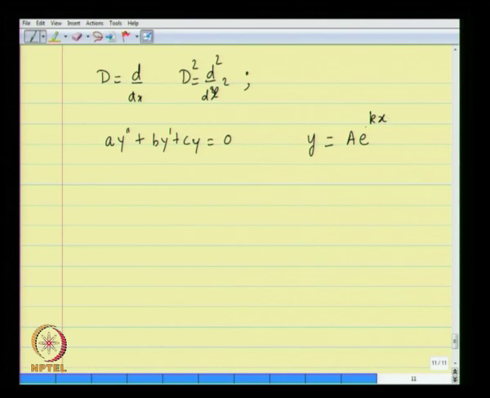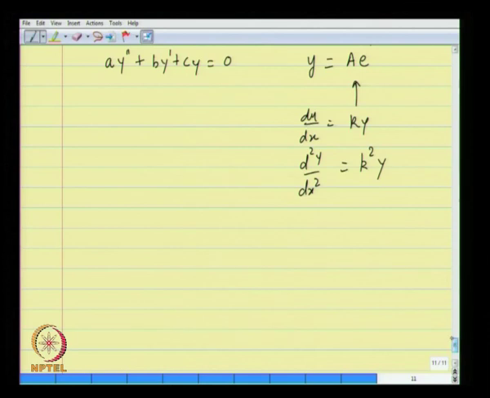We could choose minus k, but it does not matter, because when you solve for y using this form, you will get different values for k. So, if you do that, dy/dx is ky and d²y/dx² is k²y. And so, you will immediately get the equation (ak² + bk + c) times y is equal to 0.